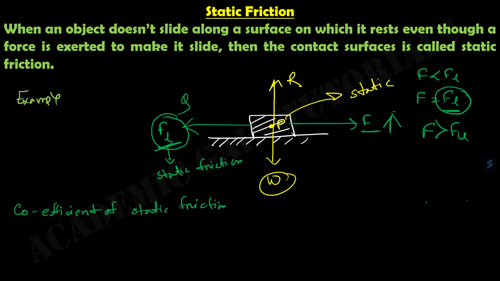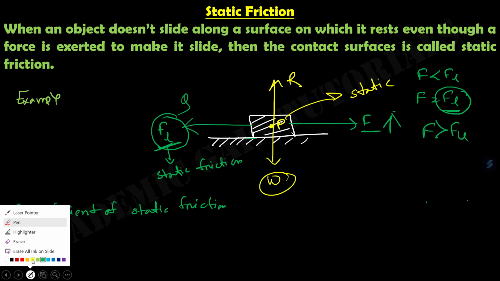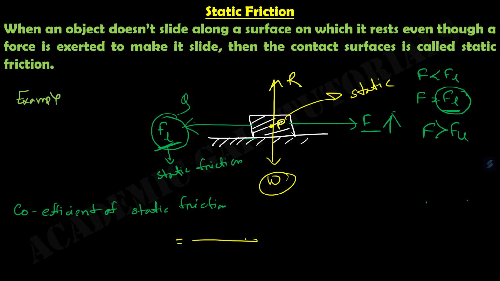It says when two objects are in contact with each other, so this is one object, the table, and this is the block, the ratio of limiting static force, so this is the limiting static force, and the normal reaction force. So this is the reaction force R.